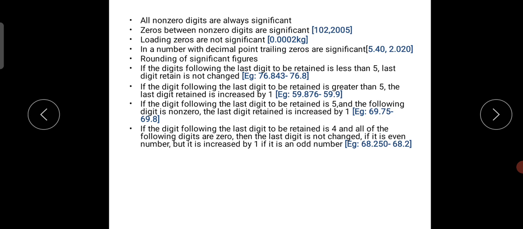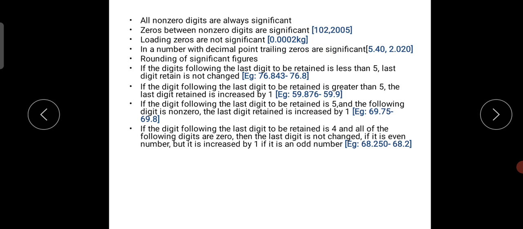Next, there are certain rules for significant figures. All non-zero digits are significant. Non-zero digit means the digits other than zeros. For example, 126 or 361. These are significant. Then zeros between non-zero digits are significant. For example, 102. 1 is a non-zero digit and 2 is a non-zero digit, and in between is 0. So these zeros are significant.